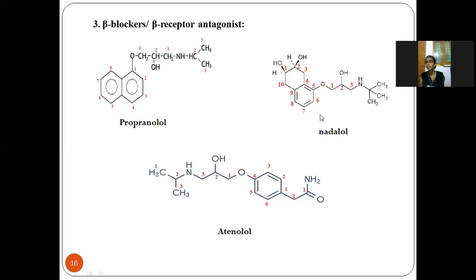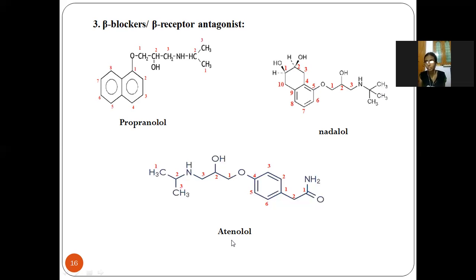I will explain it again. Two benzene rings are there. So at the first position and the second position, the two hydroxy groups are attached. And in the fifth position, an oxygen group is attached, and this oxygen group is attached to the propane. For the propane, in the second position, the hydroxy group is there. In the third position, amide and 3 methyl groups are there.